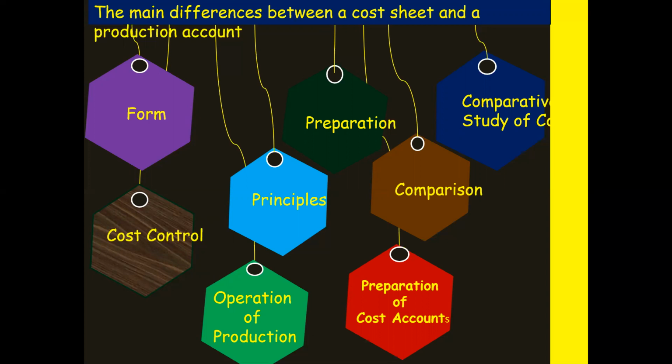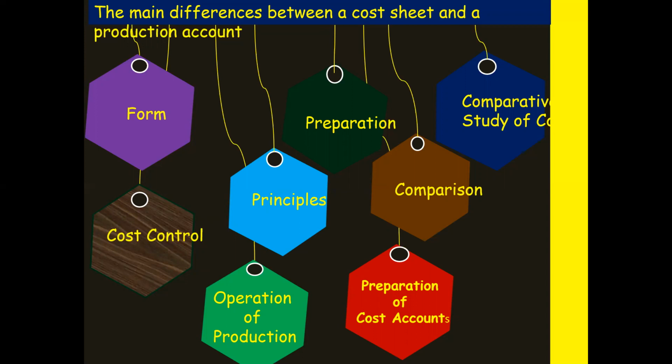Cost sheet is prepared for each job, whereas production account is prepared for each production department. It is based on actuals, whereas cost sheet is based on actual and estimated. Production account is just an account, whereas cost sheet is only a statement. In the cost sheet, expenses are classified to ascertain different divisions of cost. Expenses are not classified in the production account.